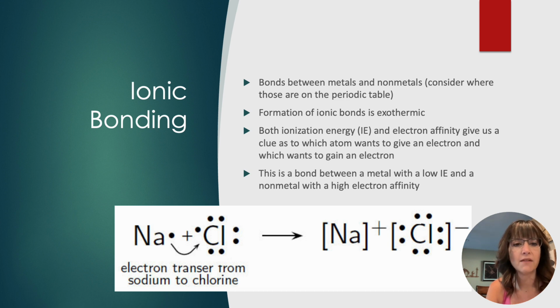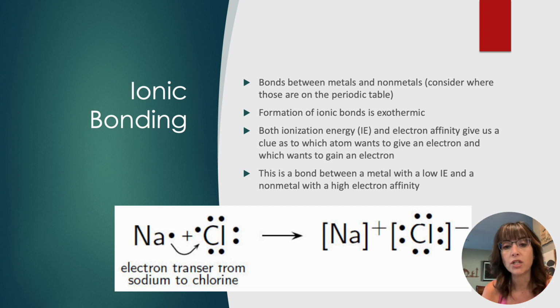Let's take a deeper dive into the ionic bonding. Remember, with ionic bonding, we're talking about metals bonding with nonmetals. Consider where you find them on the periodic table. If you have something over here and something way over here, you got ionic bonding. Metals, nonmetals. When you form an ionic bond, it is exothermic, energy is released.